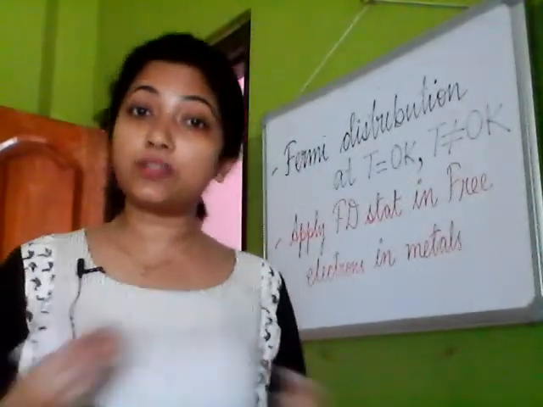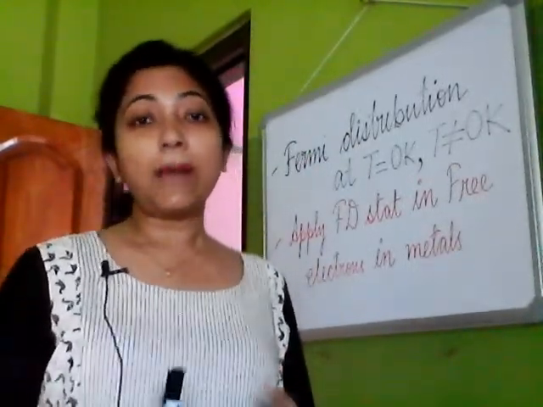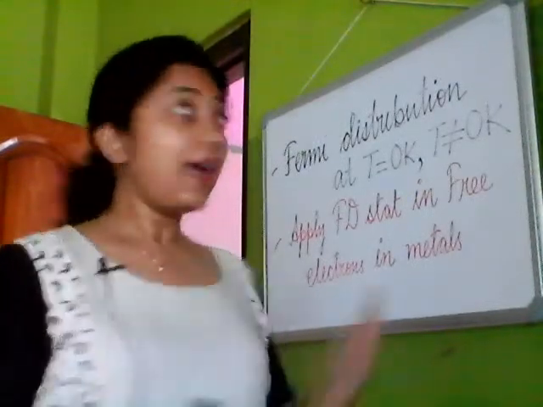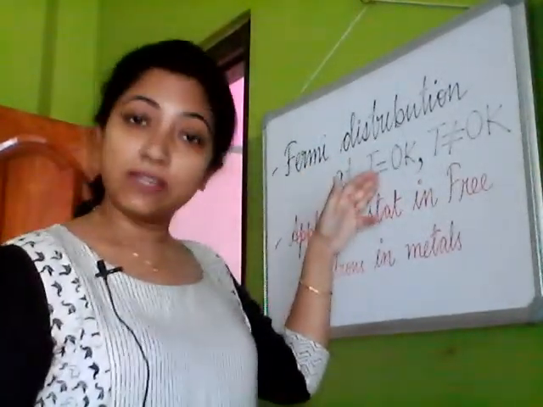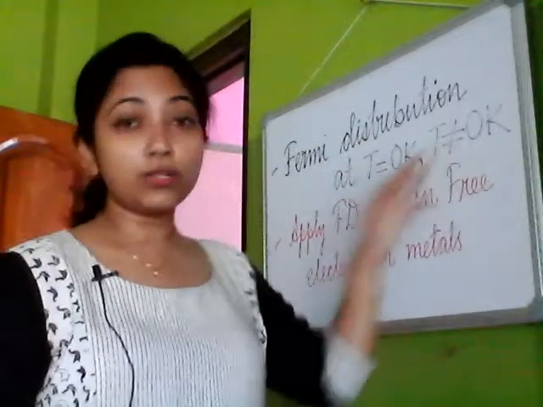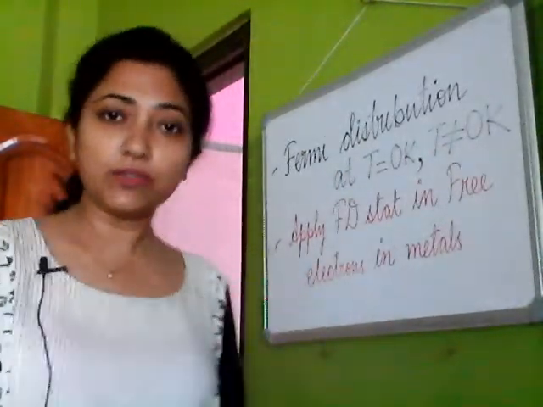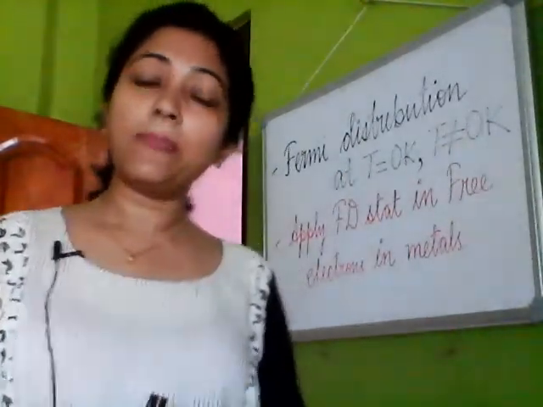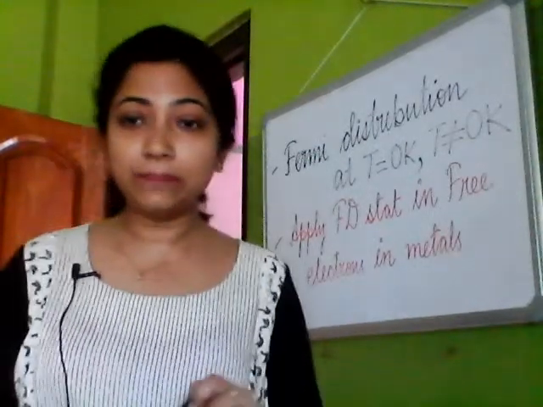When I say Fermi distribution, basically it is how the particles or the occupancy looks at temperature 0 Kelvin, which is absolute zero, and also when it is greater than 0, which means at normal temperatures. This is the first thing that we will learn today.